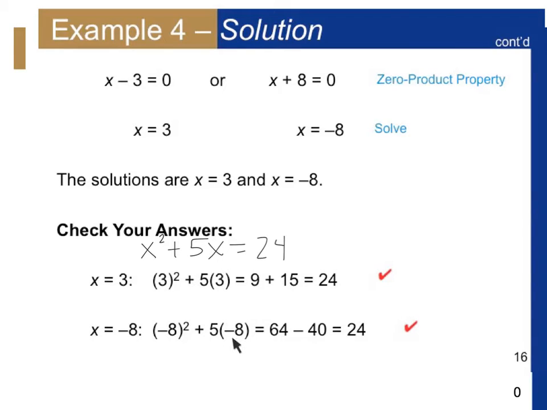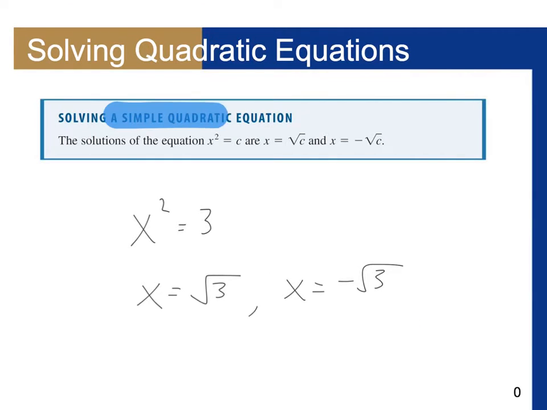Plus 5 times minus 8 is minus 40. So 64 minus 40 is 24. That works as well. Okay, so that's how we check our solutions: we plug in our answers to the original equation. Okay, and we're solving a simple quadratic equation.